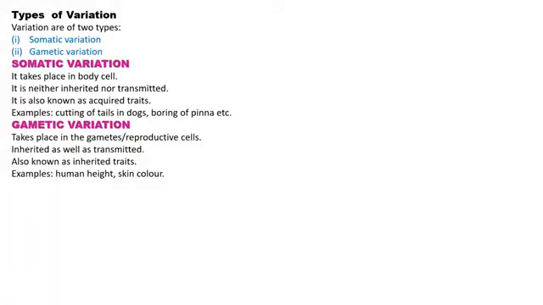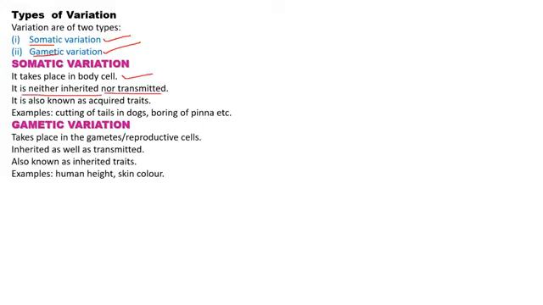Now there are two types of variation. One is the somatic variation. The word soma means body, that means any change in the body structure. The other is gametic variation, changes in the genes, in the gametes. Now somatic variation takes place in the body cell. It is neither inherited nor transmitted.